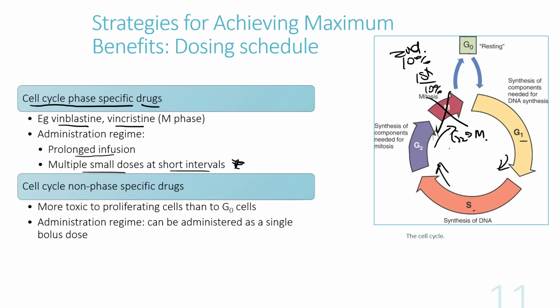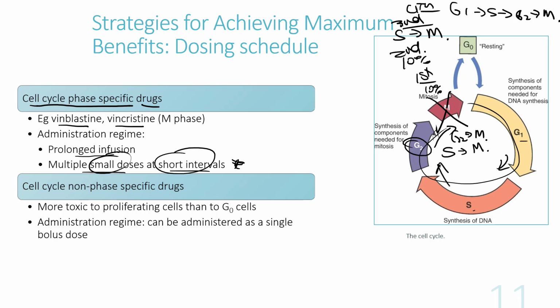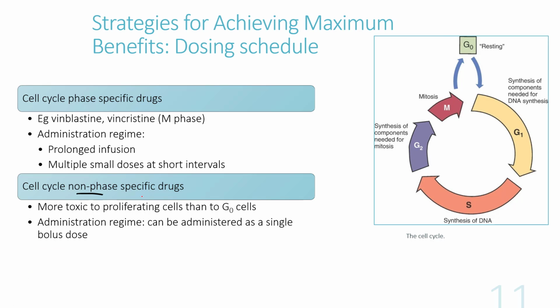Then you wait a while, and the cells that were in the S phase have moved to the G2 phase and now are in the M phase. Then you hit them with the third dose, and that will kill those cells that were originally in the S phase and are now in the M phase. And maybe the fourth time it will hit the cells that were originally in the G1 phase that have moved to the S and the G2 and are now in the M phase. So again, multiple small doses at short intervals so that those cells move along to the phase where the drug is effective.